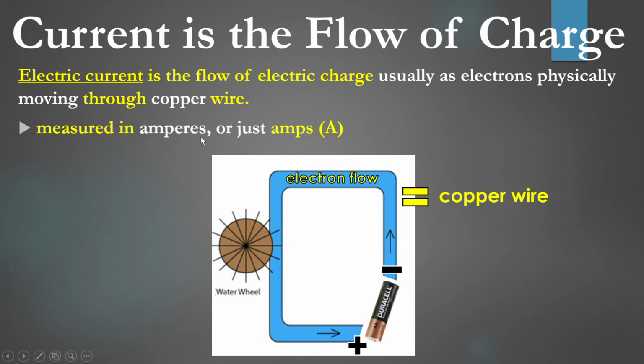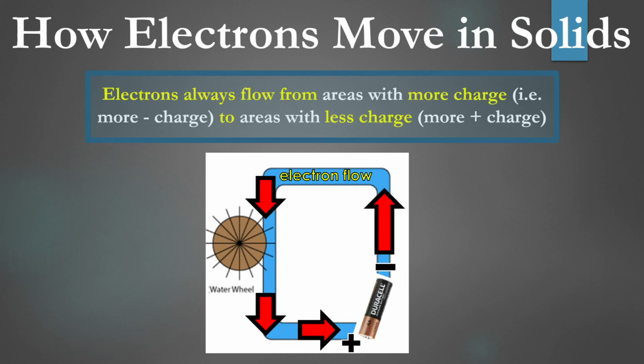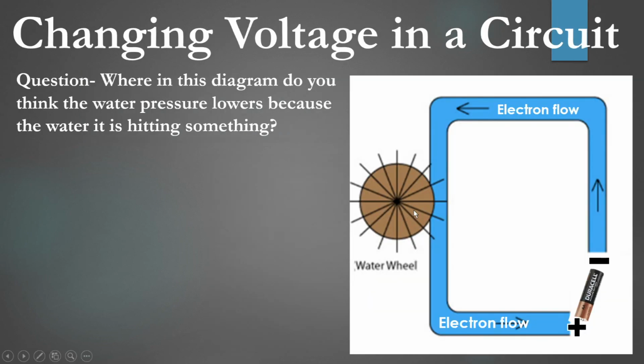I believe that's named after a guy, Mr. Ampere, I want to say. I could probably look that up. It's measured in A, amps. Okay. So electrons always flow from areas of more charge, so negative, to areas with less charge, positive. So more to less.